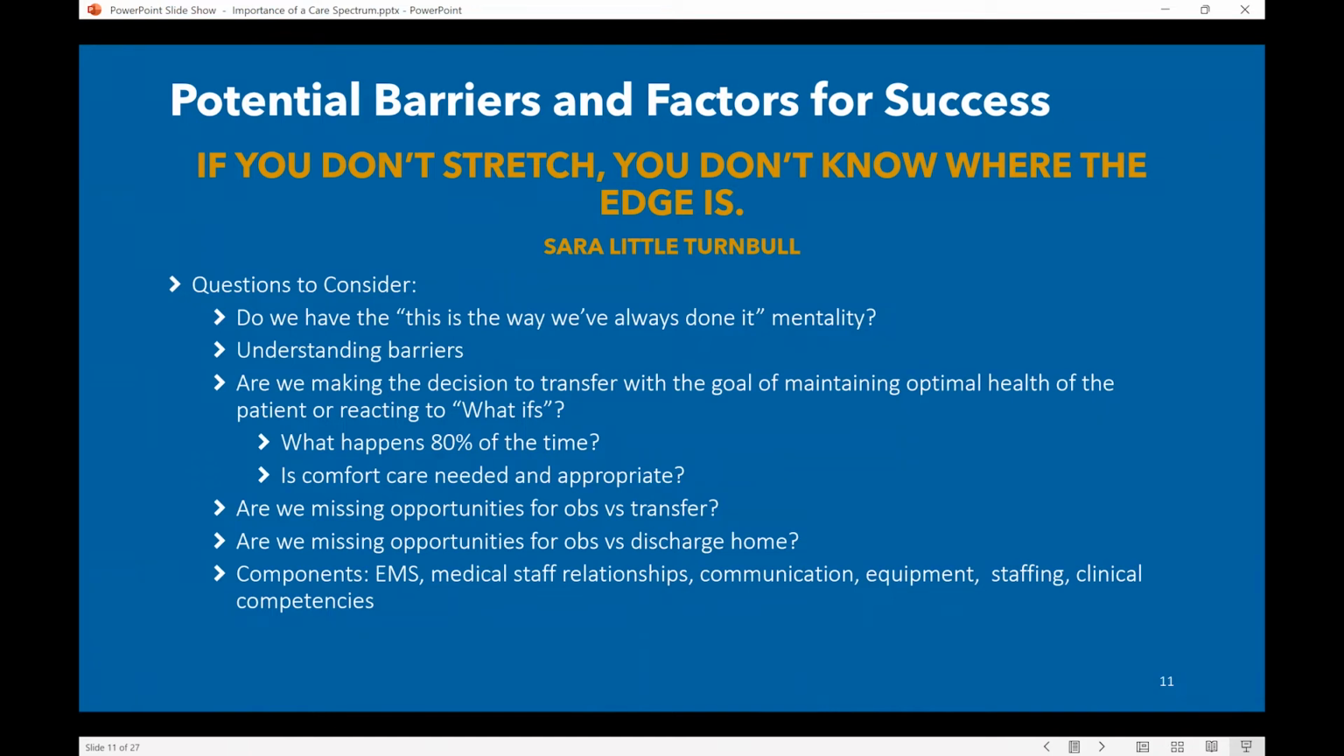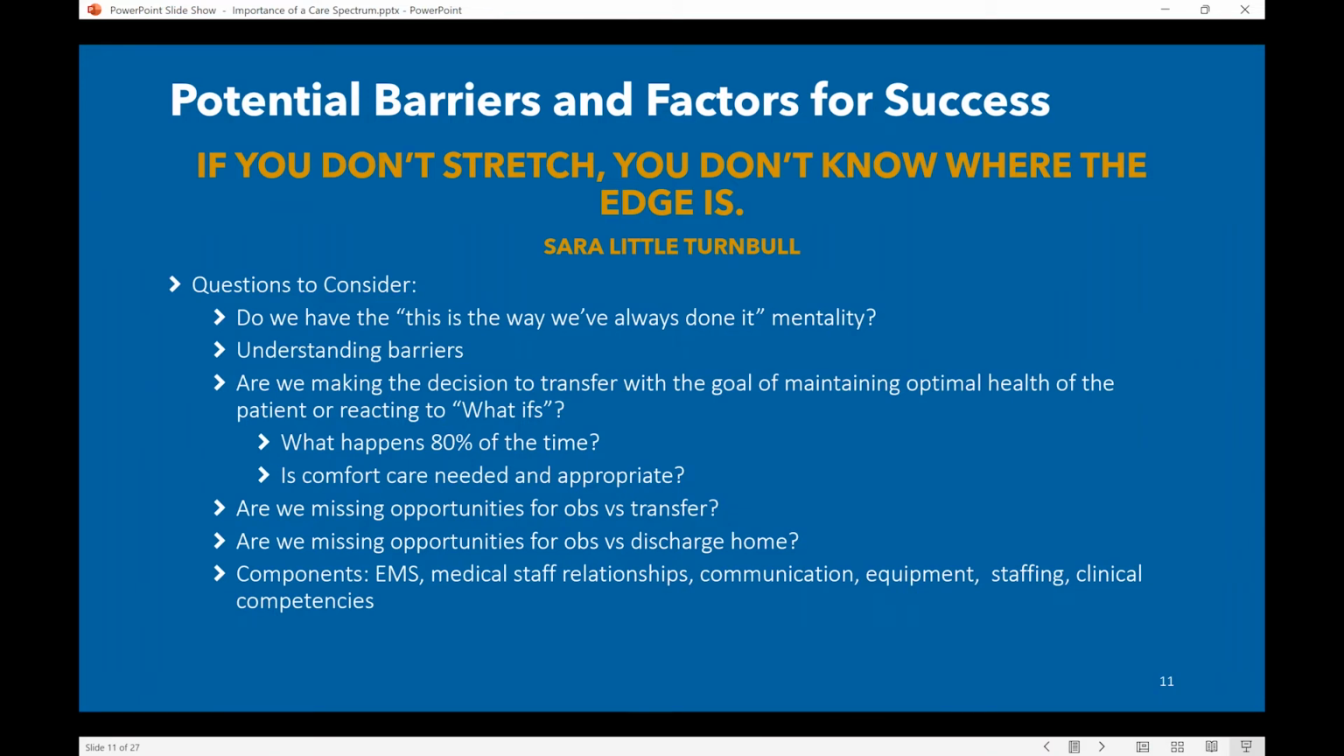So we may be missing opportunities there. Are we missing opportunities for observation versus discharge home? We've seen a lot of hospitals that have an enormous length of stay in their emergency department, and then those patients are discharged home.